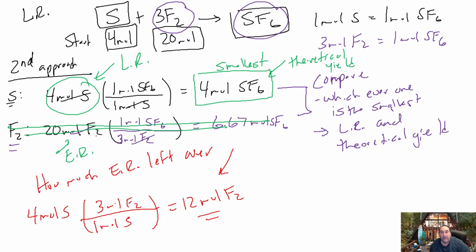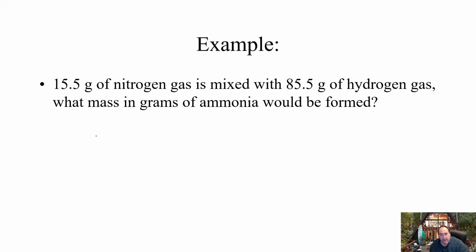Try it both ways, and again, use whichever way you like the best. All right, let's continue on here and take a look. So why don't you give this a try? You have 15 grams of nitrogen gas mixed with 85.5 grams of hydrogen gas. What is the mass of ammonia that is formed? I'm going to give you some numbers that might be helpful. Nitrogen is 14.01 on the periodic table. Hydrogen is 1.008 on the periodic table.